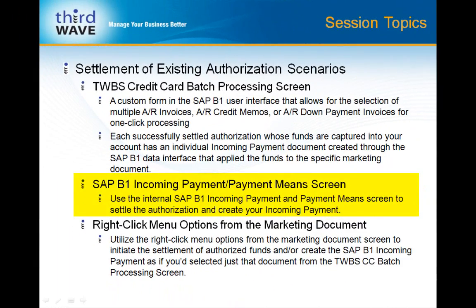The next method that we're going to look at for settling existing authorizations is through the SAP Business One incoming payment and payment means screen.